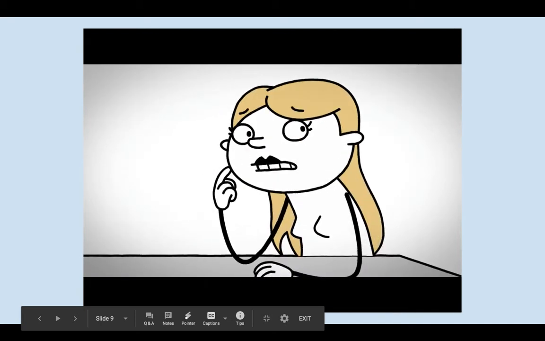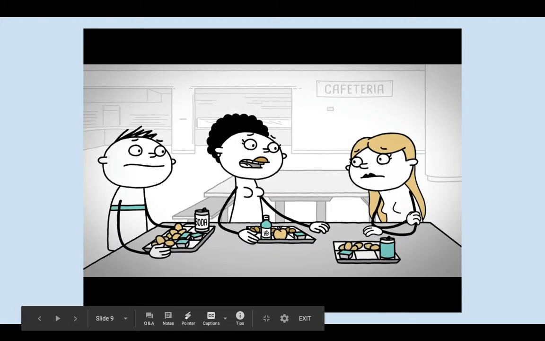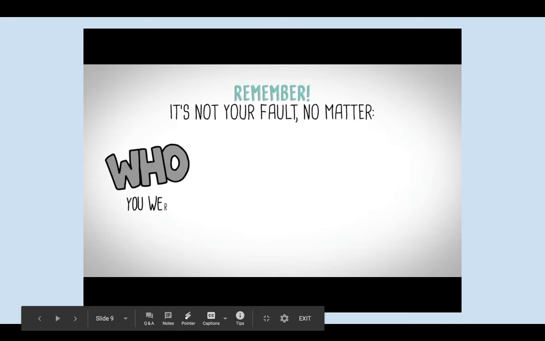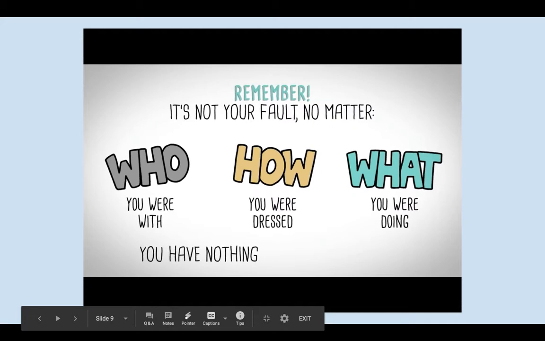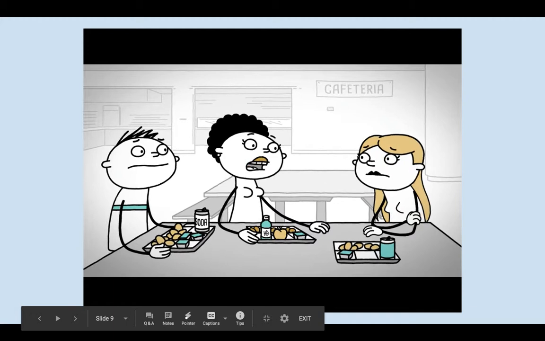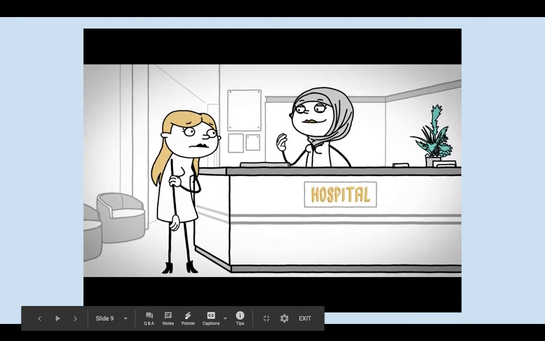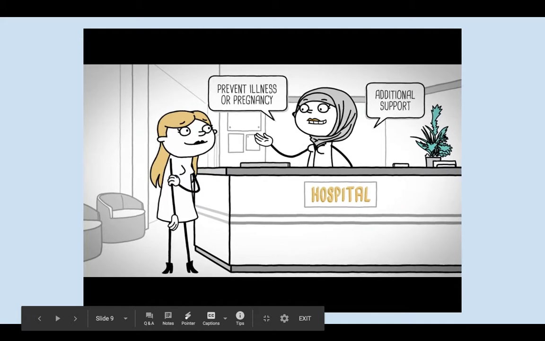Okay, but what do I do about Mr. Squall? If he assaults you in any way, first remember that it's not your fault. No matter who you were with, how you were dressed, or what you were doing, you have nothing to feel guilty about, period. If anyone ever rapes you or hurts you in any way, get to a hospital fast. Tell them what happened, and they can help you take the steps to prevent illness or pregnancy and get you to the additional support you'll need.